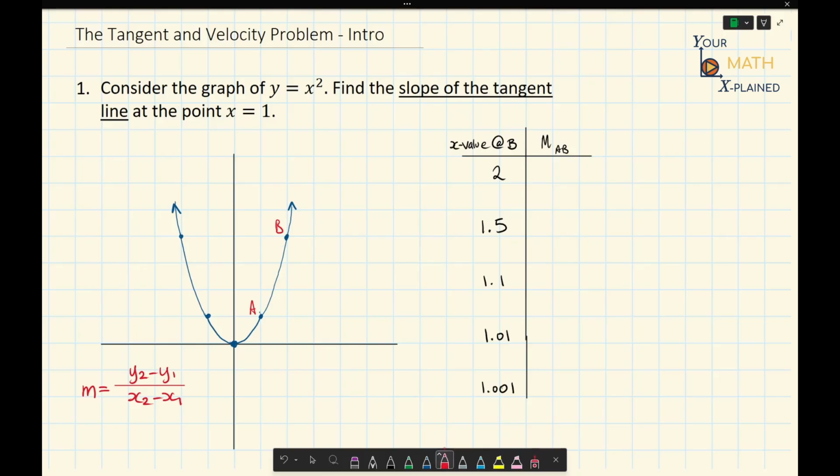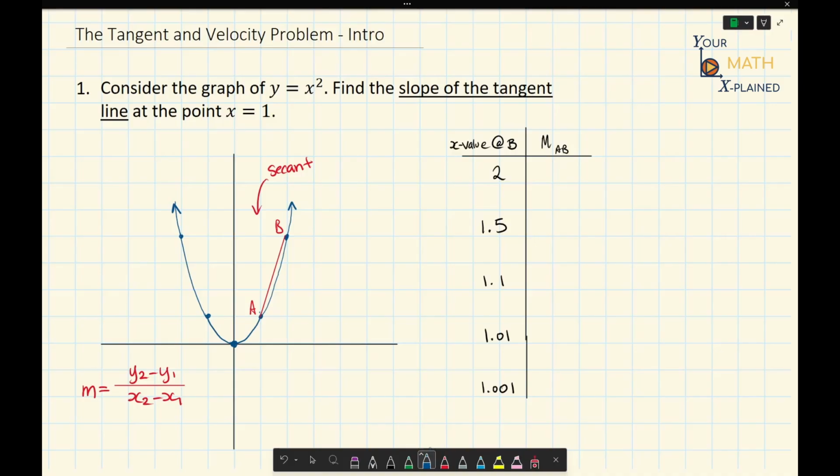Now, if we connect those 2 dots, it's going to give us the slope between those 2 points. And this is what we call a secant line. A secant line is a line that touches more than one point. It is not a tangent line, which only touches our curve at our point of interest, point A. But that's okay. We're going to try to find the slope of the secant line first.